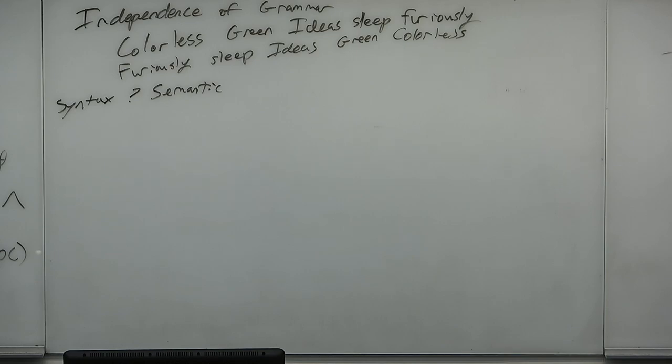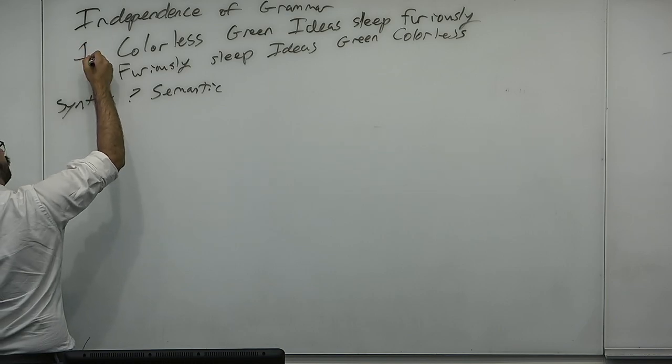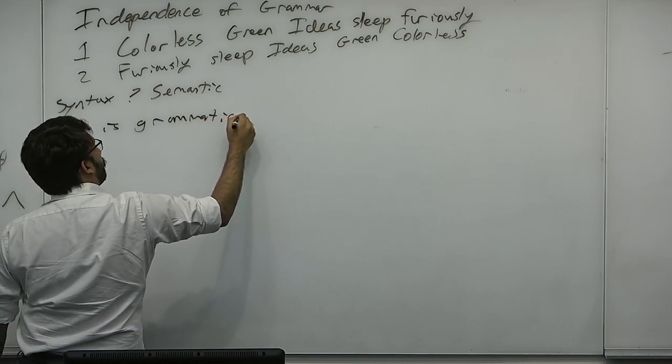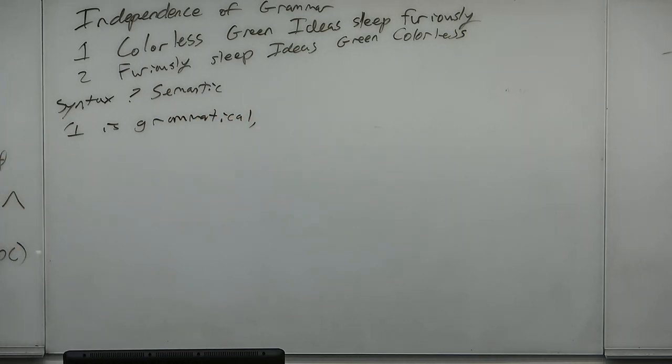The first sentence, is it grammatical or ungrammatical? Grammatical. Why? Feels right. Yeah, that's all you need. Colorless green ideas sleep furiously. That is a grammatically correct sentence. Why? Sounds grammatical. The intonation makes it easier to memorize. Okay, so it's grammatically correct. So grammatical is a syntactic property. We'll call this one, and we'll call this two. One is grammatical. Now, what is the meaning? Is there a meaning of sentence one?